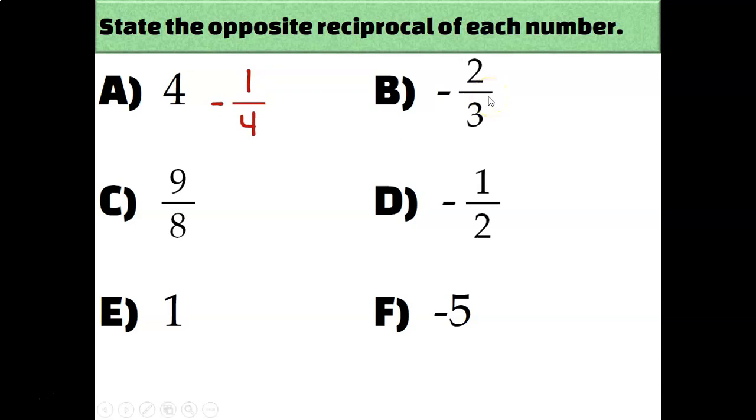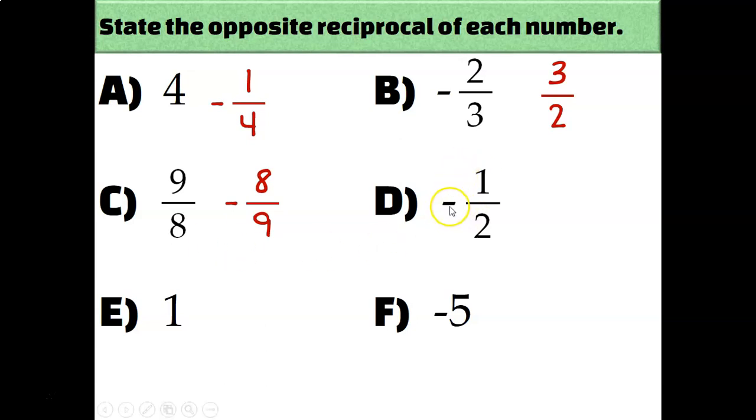Now let's talk about the opposite reciprocal of negative 2/3. Well, since it's negative and I need the opposite, my opposite reciprocal is going to be positive. And then for the reciprocal, I have to switch around my numerator and my denominator. So my opposite reciprocal of negative 2/3 would be positive 3/2. The opposite reciprocal of 9 over 8 would be negative 8 over 9. They're opposites because 9/8 was positive, and negative 8/9, of course, is negative. And they're reciprocals because they're the flipped version of each other. The numerator became the denominator, and the denominator became the numerator.